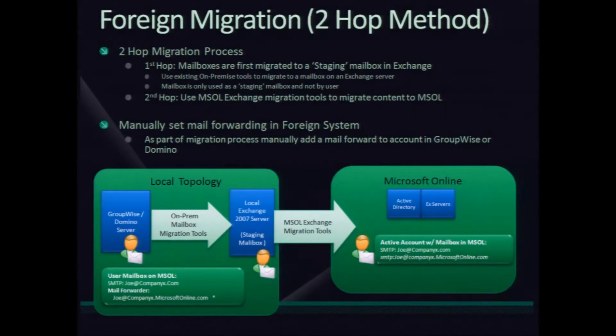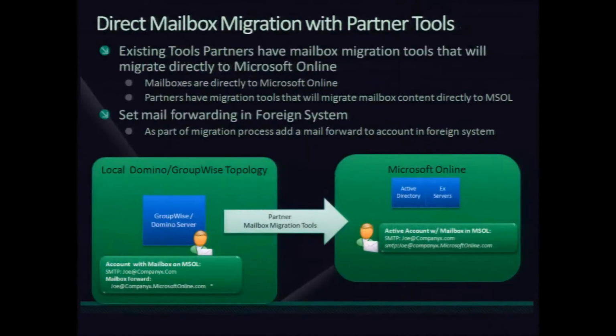Some drawbacks to that are that you'll have to manually set the mail forwarding, and you're doing two hops. Third-party tools or partner tools offer the ability to do a single hop or direct migration from the on-premises GroupWise or Notes environment straight into Microsoft Online, and it also gives you the additional filtering capabilities, the self-service capabilities, and so on.